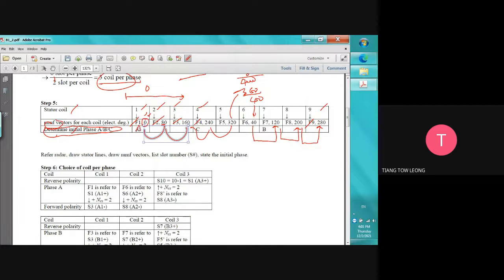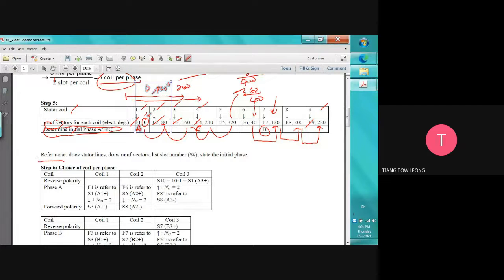So this is our phase A. Next, we want to see the nearest 120. So 80 is not 120, 160 not 120, 240 is not, 320 is not, 40 is not. F7 is 120. So this is phase B. Then go back again. We want to see 240. So from here, where is 240? Okay, this is 240. This is our phase C. So this is the initial value.